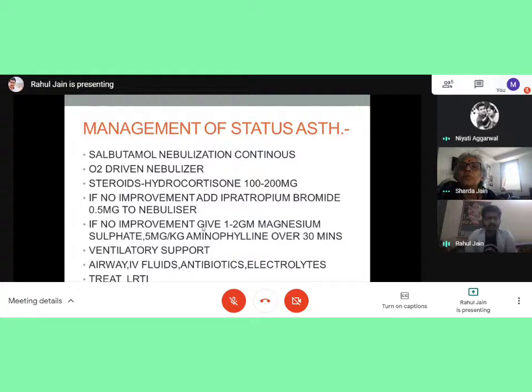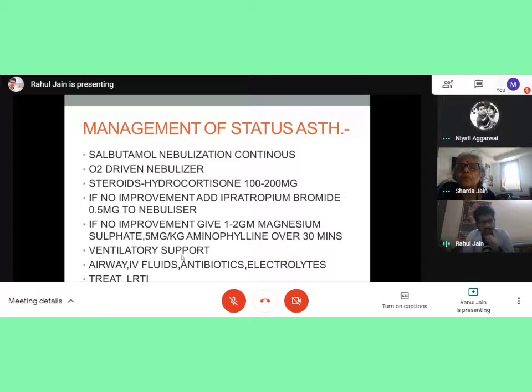So I will start the patient on salbutamol, oxygen, steroids, all these things, and then if there is no improvement, I will add ipratropium. If there is no improvement, I will add magnesium and aminophylline. And if the patient is still not improving, then I would like to go for non-invasive ventilation, so ventilatory support. Along with all this, I need to put the patient on airway, IV fluids, antibiotics, and we'll check the electrolytes.